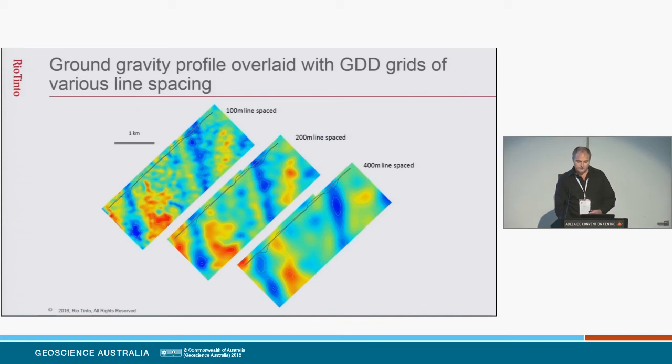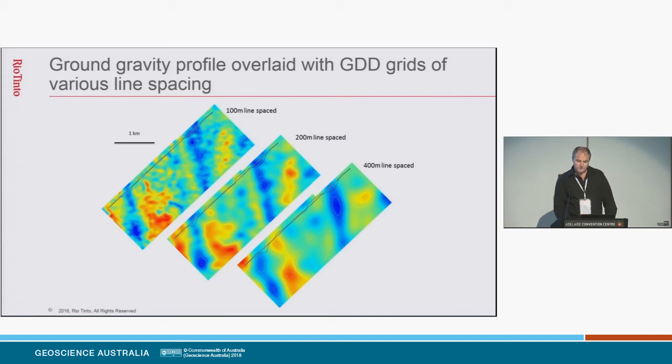Now, if we take this particular profile and overlay it on grids, we have these plots. We can see the same ground gravity equivalent profile from the previous slide overlaid on the 100, 200 and 400 metre line space GD grids. The contours are consistent across all the grids. So there's your profile that we talked about on the last slide. There's your response from the Graben feature, which we'll talk about in a bit, and obviously the 100, 200, 400 metre grids.